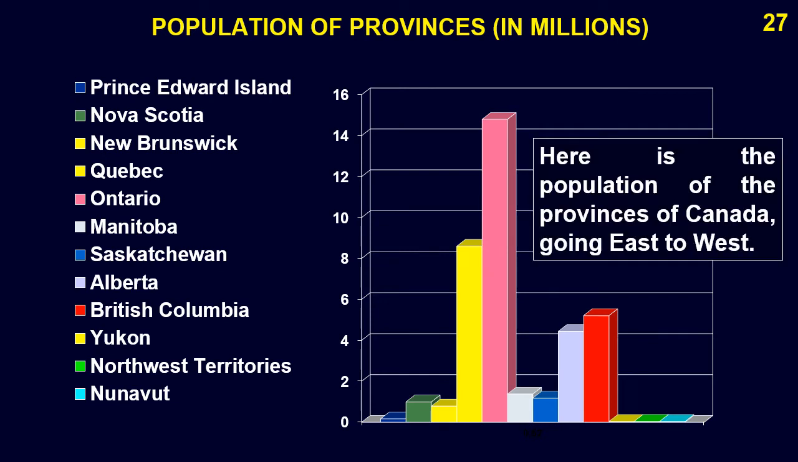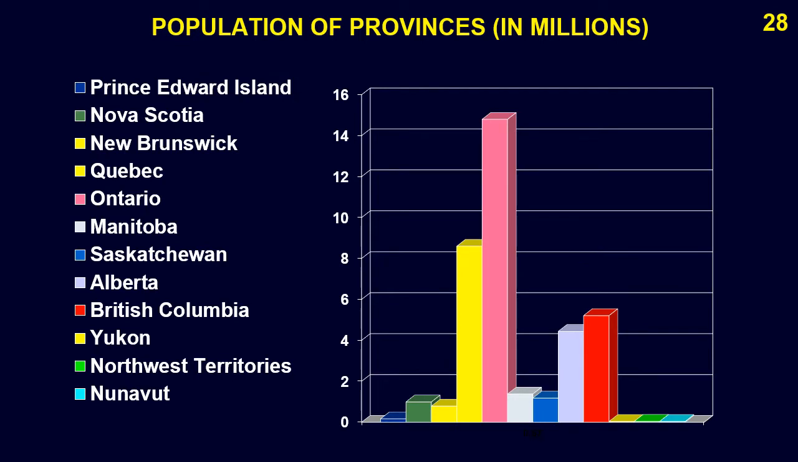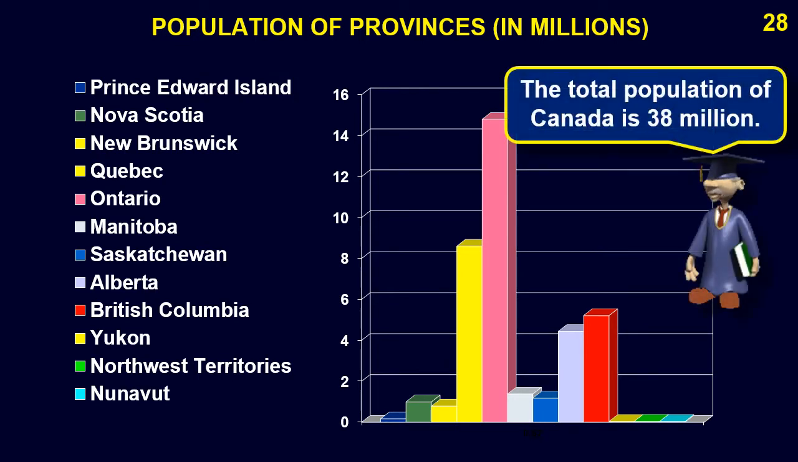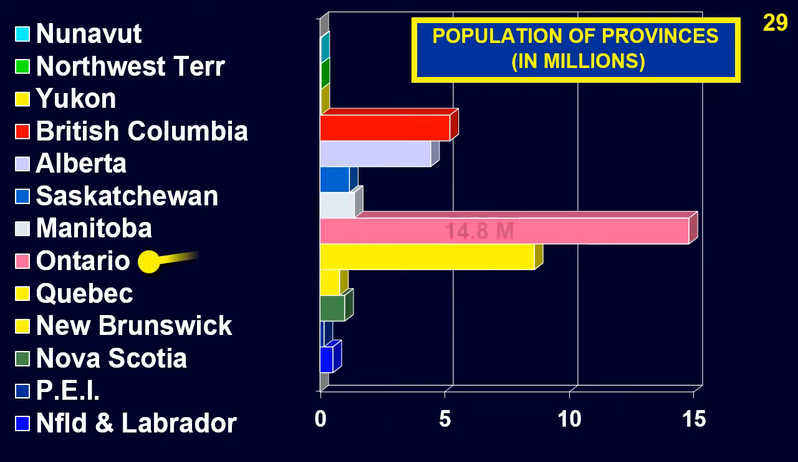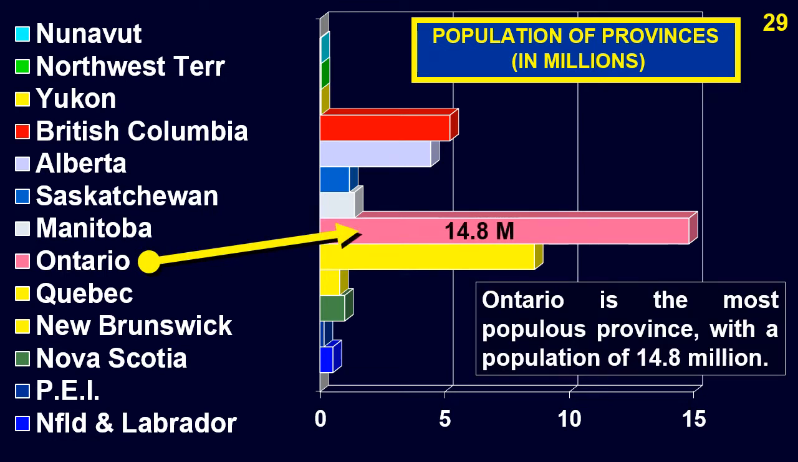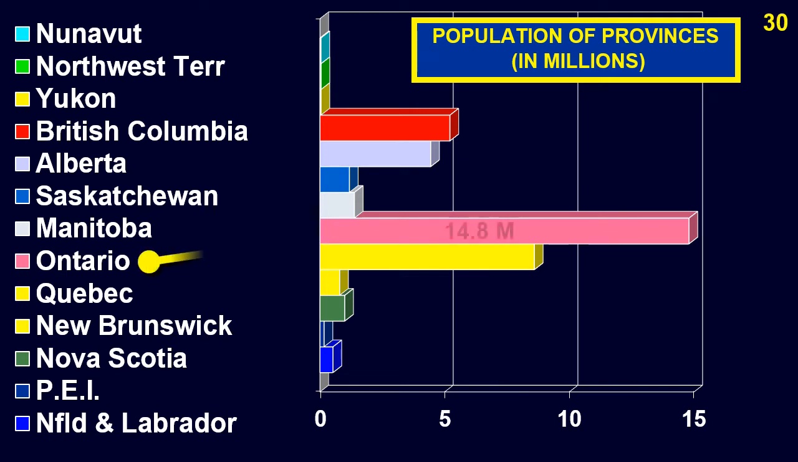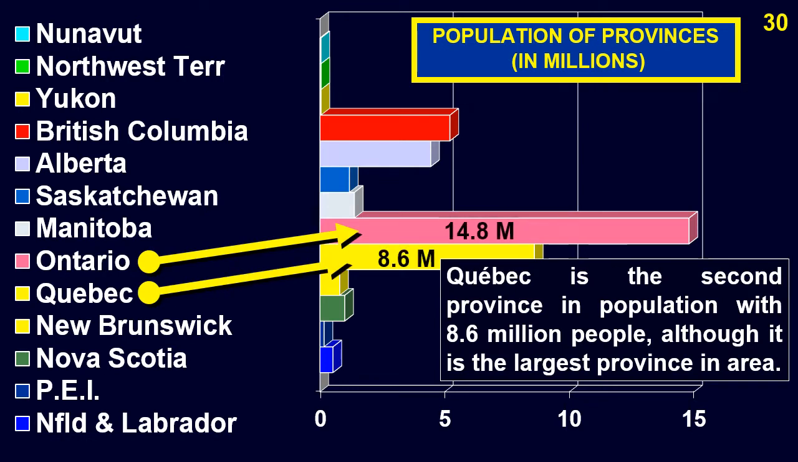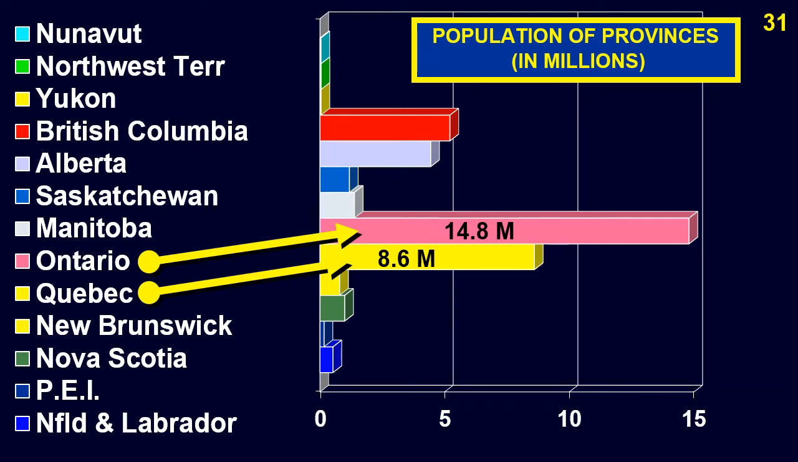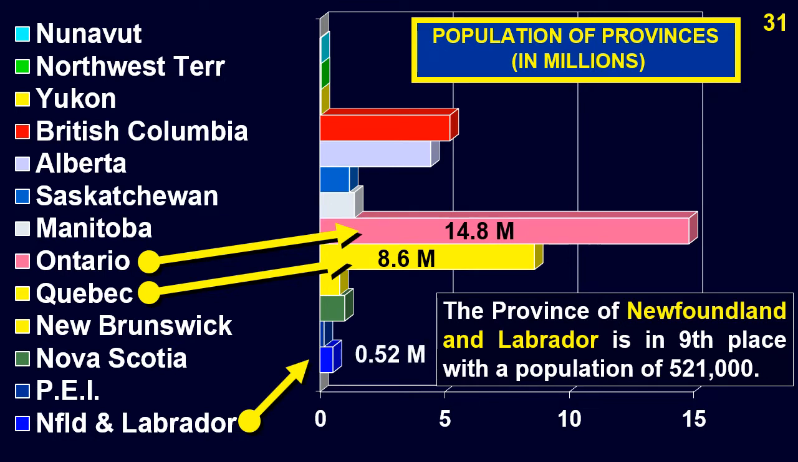Here is the population of the provinces of Canada, going east to west. The total population of Canada is 38 million, about the same as the state of California. Ontario is the most populous province, with a population of 14.8 million. Quebec is the second province in population with 8.6 million people, although it is the largest province in area. The province of Newfoundland and Labrador is in ninth place with a population of 521,000.